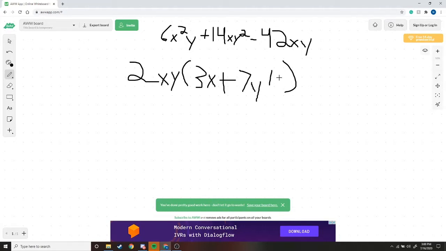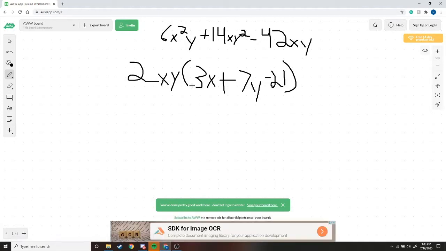Finally, we need to get this 2xy to minus 42xy. Since this is a positive and we need to turn it a negative, we'll have a negative sign. And what times 2 is equal to 42? Well, that's just 21. Sorry. So this would be our answer. 2xy times 3x plus 7y minus 21. That's how you factor it. This bracket cannot be simplified further because they all have different terms and no greatest common factor.